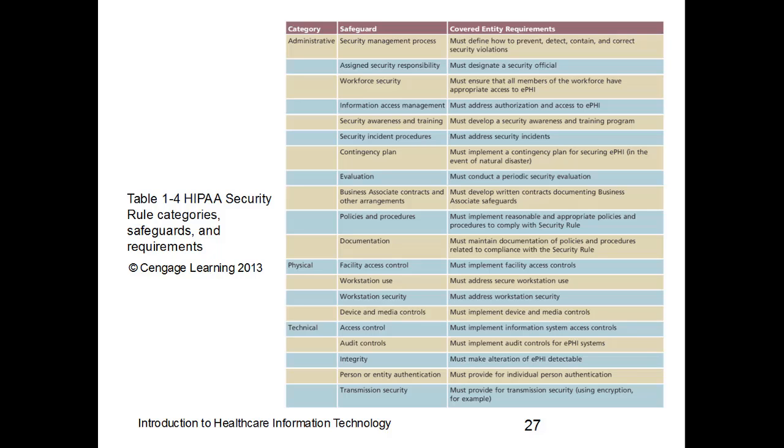When it comes to the physical category, the covered entity must address a secure workstation use of data, and how data can be accessed, and where and when and by who. Also, what kind of devices can be used to access this data.